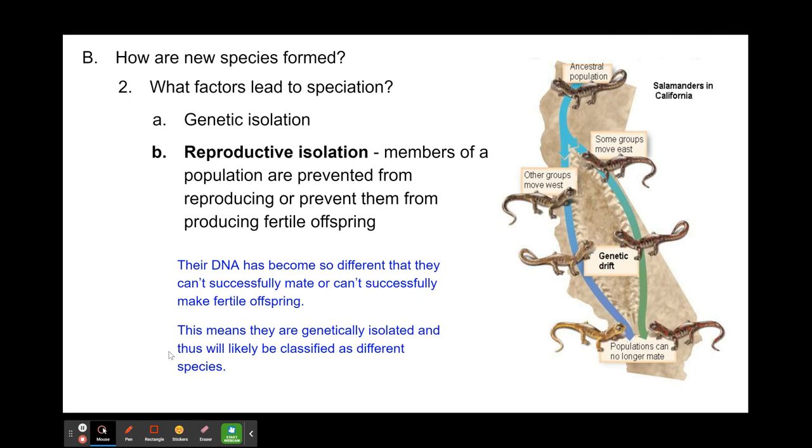Let's say in the future they do find each other again, but because they have been genetically isolated for so long, they are now also reproductively isolated. They either won't recognize each other and won't attempt to mate in the first place, or if they tried, they wouldn't be successful. Once they are both genetically and reproductively isolated, they would be considered two different species. This is speciation.